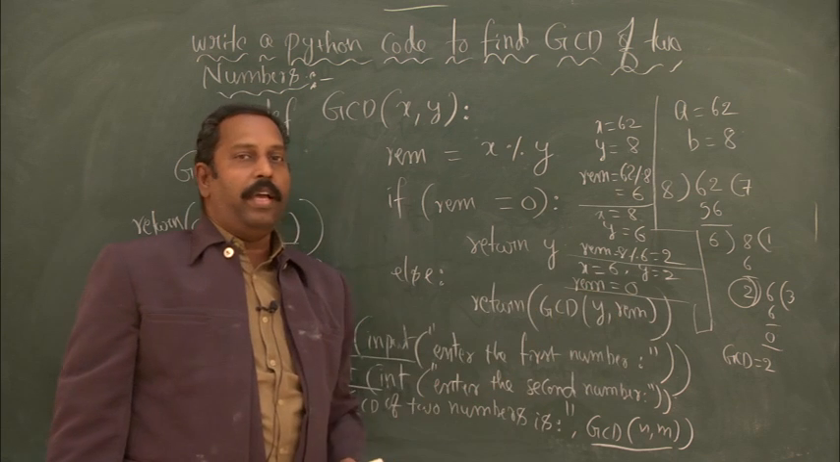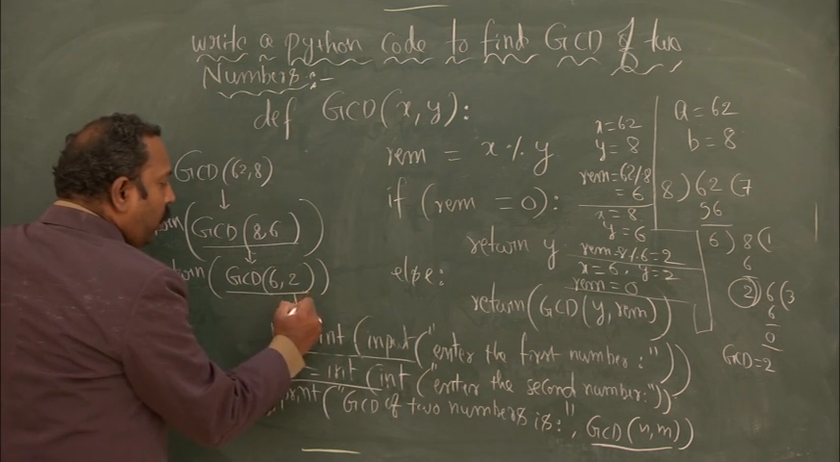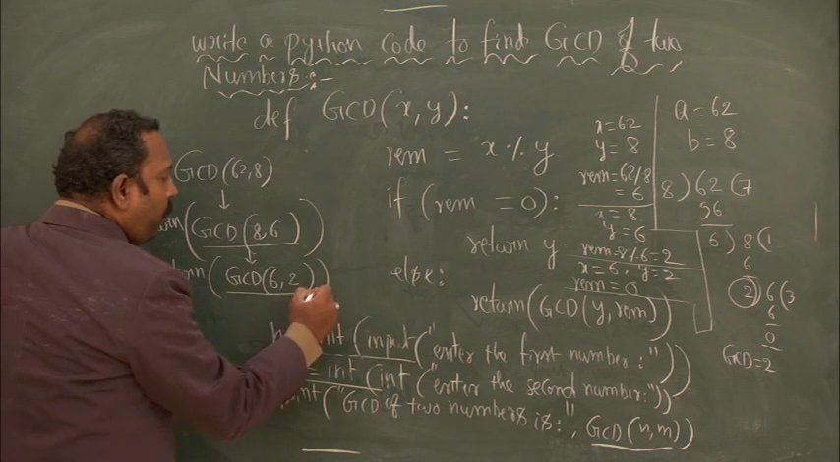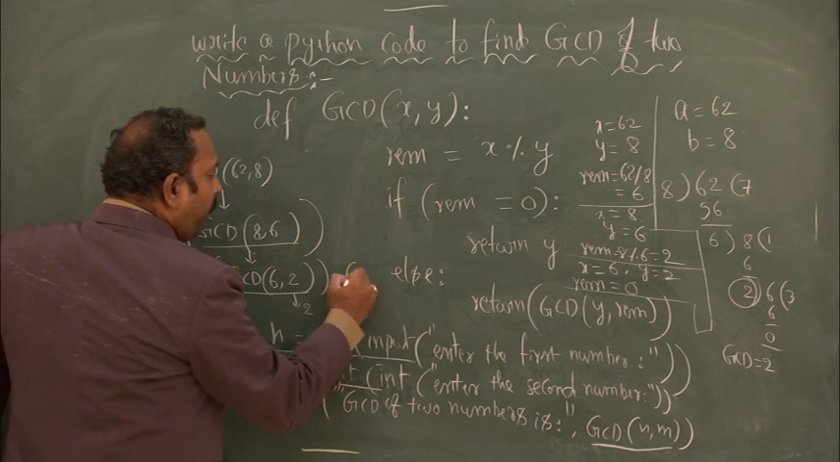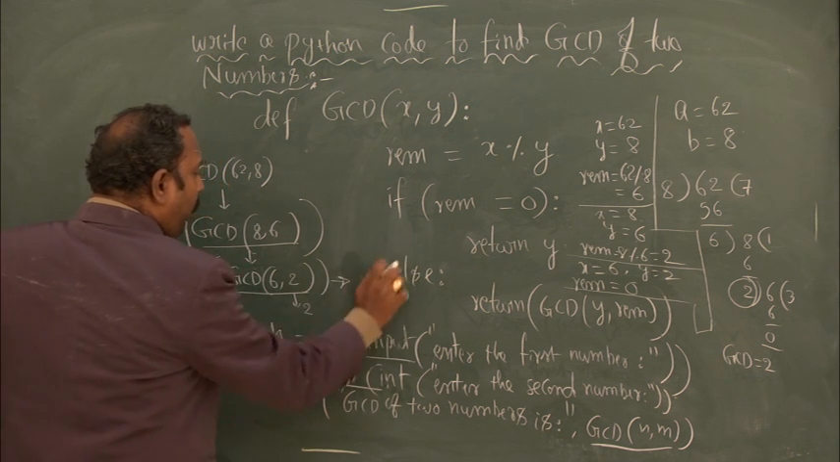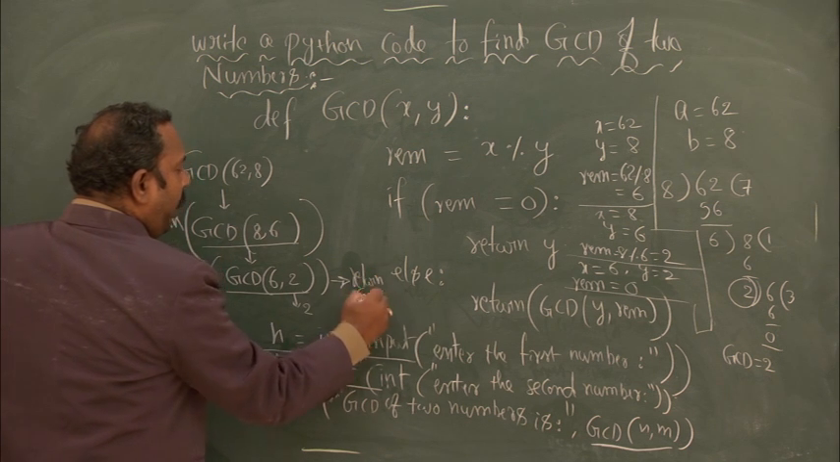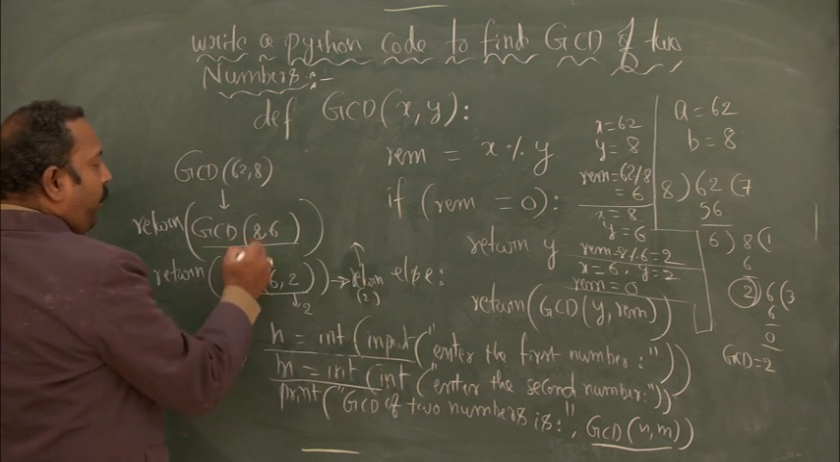So what is the y value here? 2. So for this particular function call, we got the output 2. Here what will happen? Return 2. Again, this is again a function call, and it returns 2.